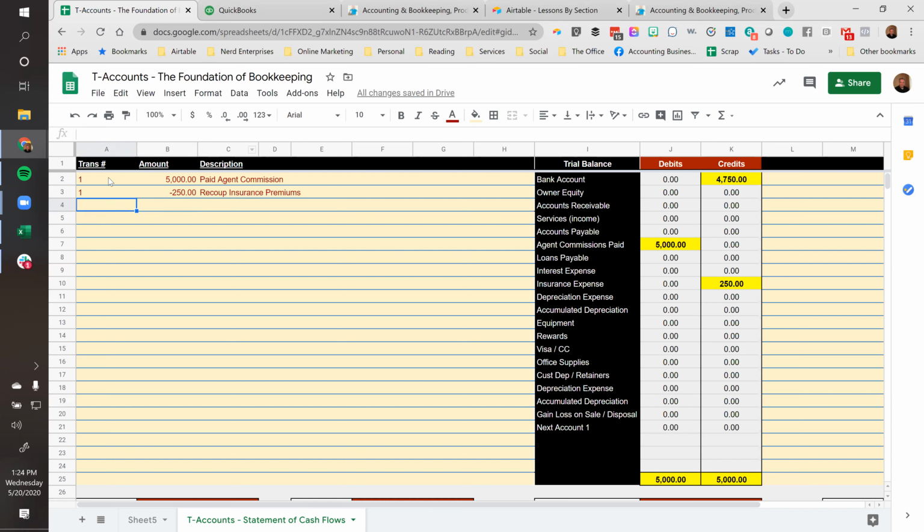So now let's go post this transaction in QuickBooks Online, right? Because again, we had the debit to the commission account, the credit to the insurance premiums expense account, and the net of these two was the net credit to cash, right? That's how it balances. We credit cash or the bank account for the net. I debit the expense for the commissions paid. I credit this insurance expense for the amount that we recouped from the agent on that.